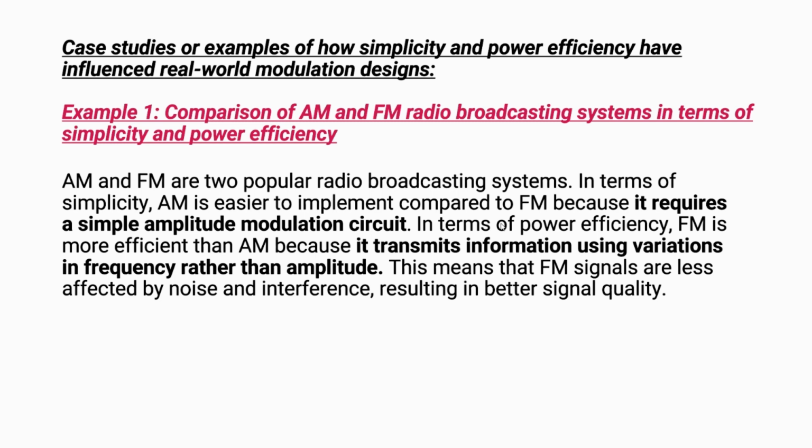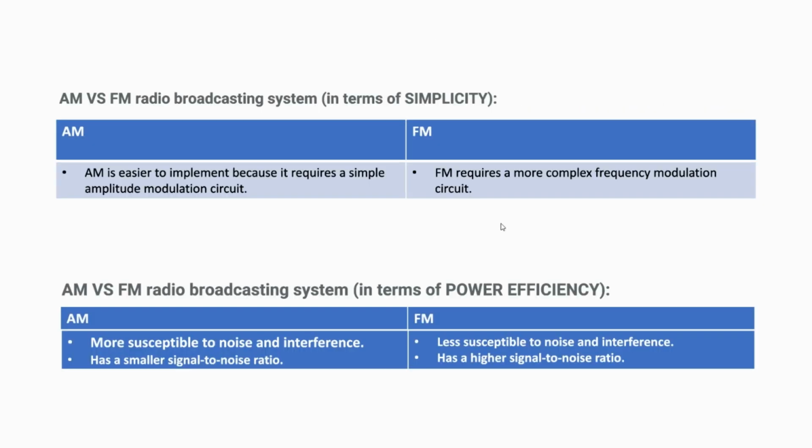However, in terms of power efficiency, FM broadcasting is more efficient because it can transmit a wider frequency band and has a higher signal to noise ratio, which results in less interference and better sound quality. Overall, FM broadcasting is more complex but more power efficient compared to AM broadcasting. Here I've created a table which compares AM and FM broadcasting systems in terms of simplicity and power efficiency.